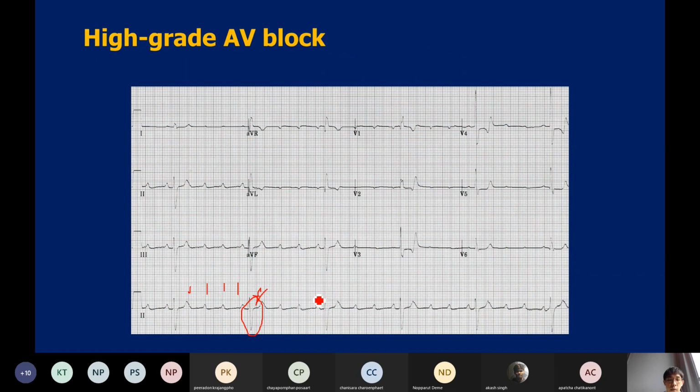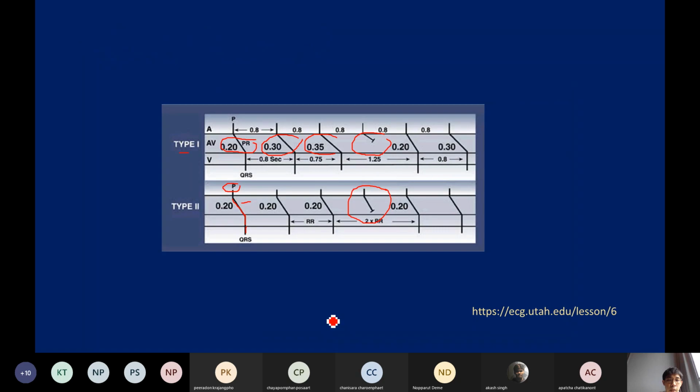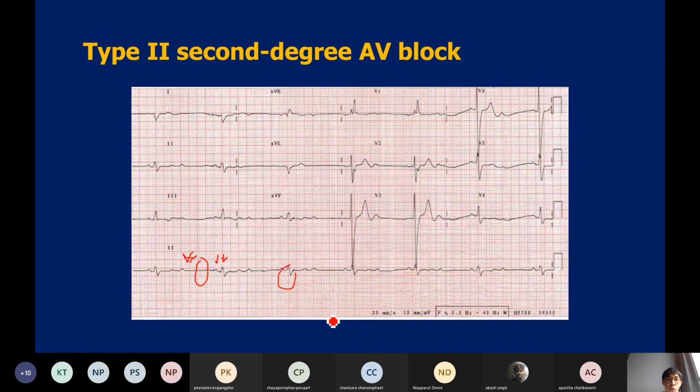It is different from the complete heart block, because there is still some connection here between the atrium and ventricle. If it is complete AV block, there wouldn't be any connection between the atrium and ventricle. But most second degree AV block is 2 to 1, and 3 to 1 is rare. And if it is 4 to 1, it is high grade AV block.